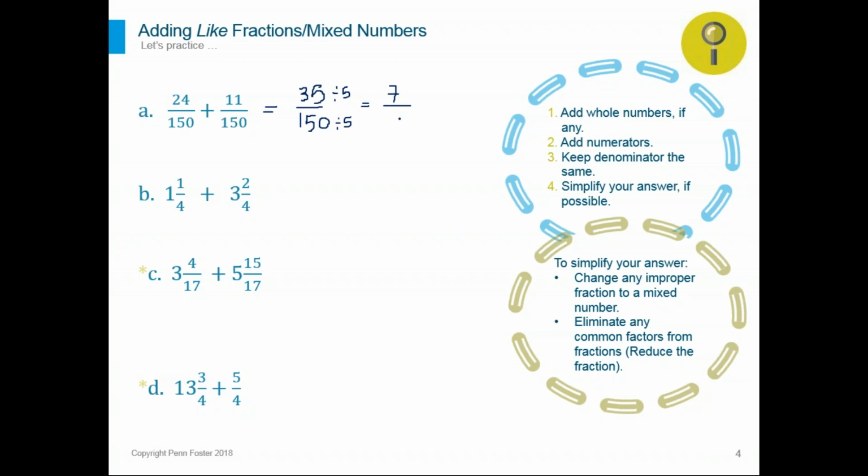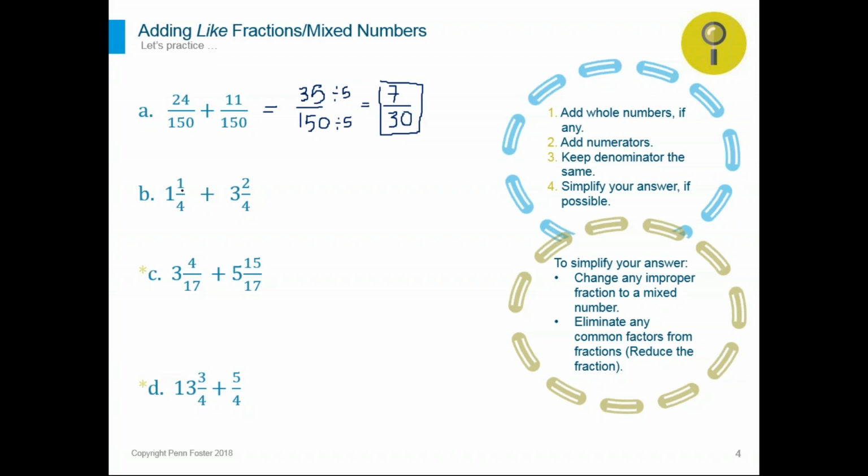150 divided by 5 is 30. Let's look at 7 and 30. Anything common? And the answer is no. There's no common factors between 7 and 30, so this is your answer. 7 over 30 is the sum of these two fractions.